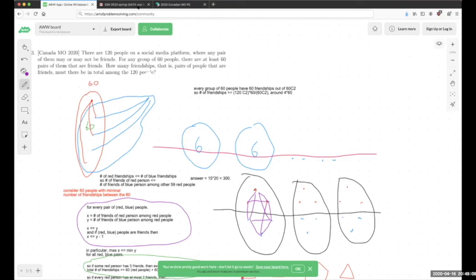Okay, so let's see if I can get this to work. Alex, you need to stop sharing. Yeah, well, my setup takes a little while to set up.